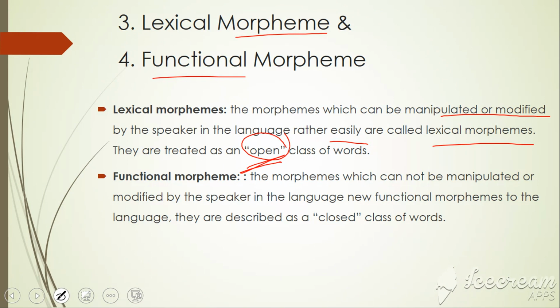And what is a functional morpheme? The morphemes which cannot be manipulated or modified by the speaker in a language are called functional morphemes. So simply the concept is that the words that can be manipulated are lexical, the words that cannot be manipulated or modified are functional morphemes, and these are also called closed class words. I will describe these two terms, open and closed, in the next slide.